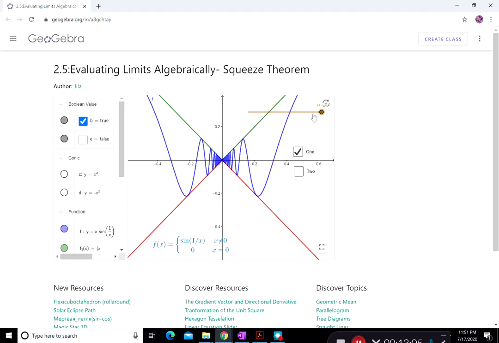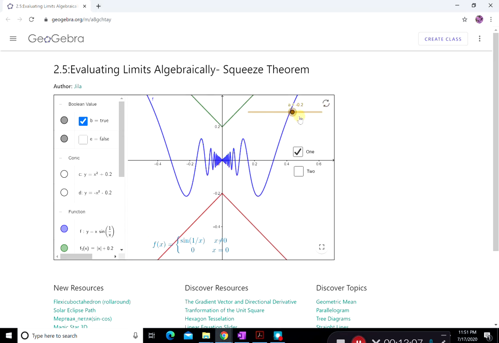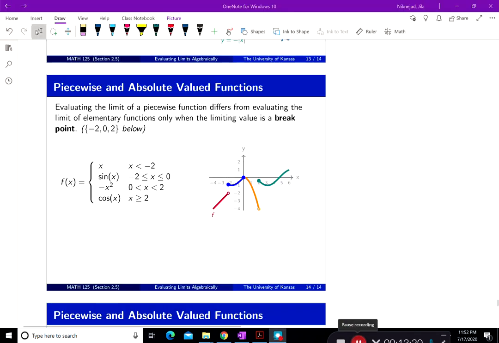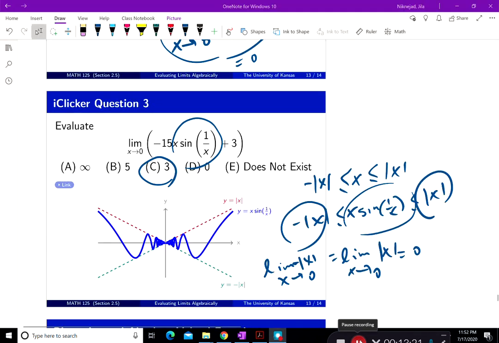And here's the function, x sine of 1 over x, and it's squeezed between the absolute value of x and negative absolute value of x. And that concludes the squeeze theorem in this section.